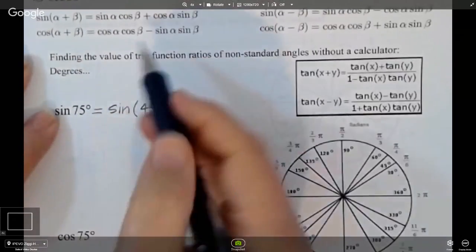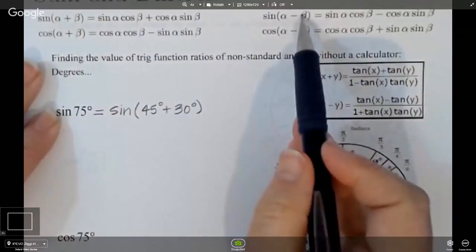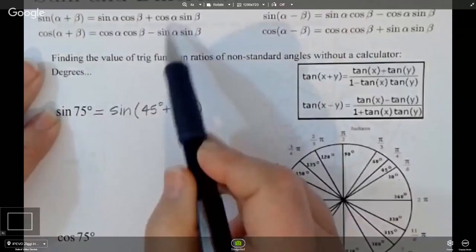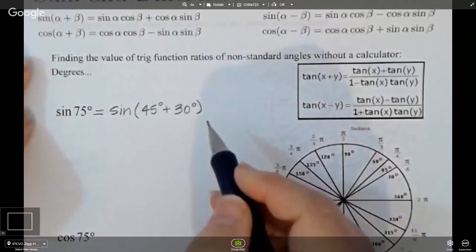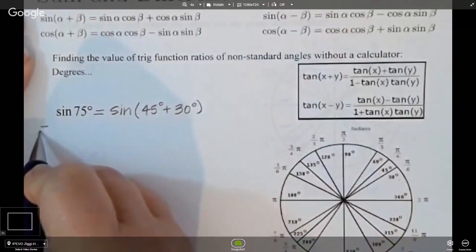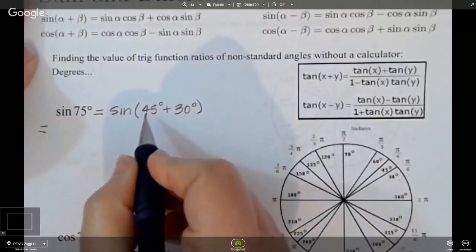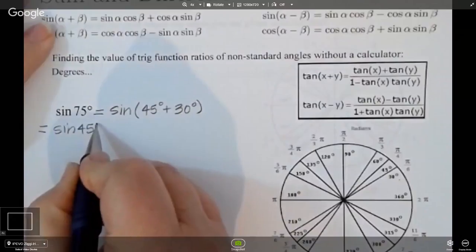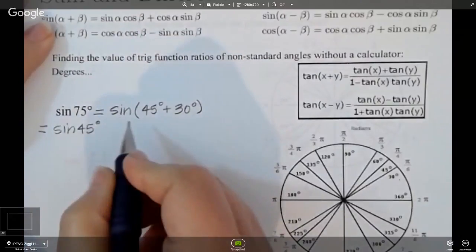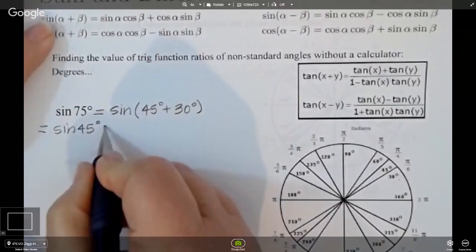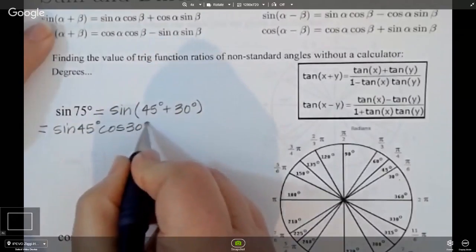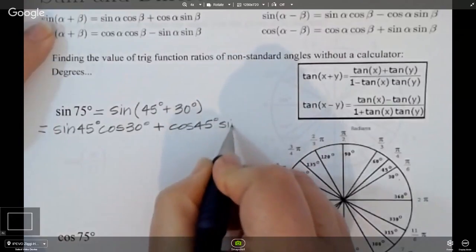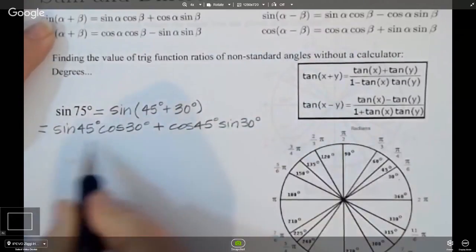And now we can use our sine formulas. I put these formulas up here for your reference. The sine of a sum, this expansion, lets us figure out what the sine of 75 is without a calculator. All right, so let's do that calculation. It's sine, cosine, cosine, sine, and the signs stay the same. So it's the sine of 45 degrees, cosine of 30 degrees, plus cosine of 45 degrees, sine of 30 degrees. And we all know what these values are.